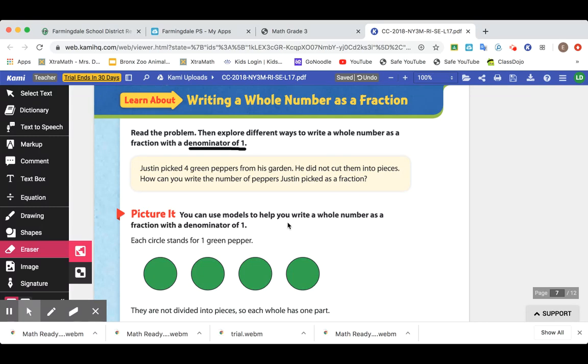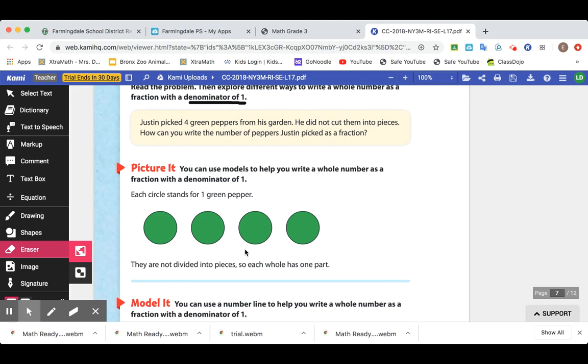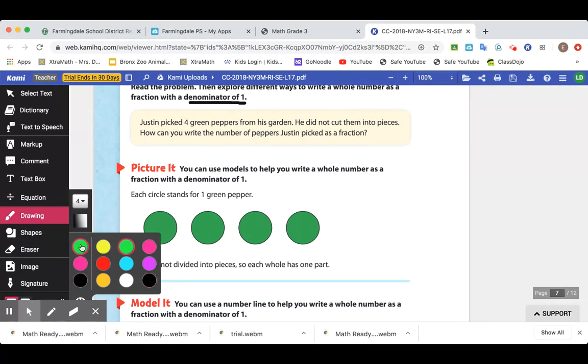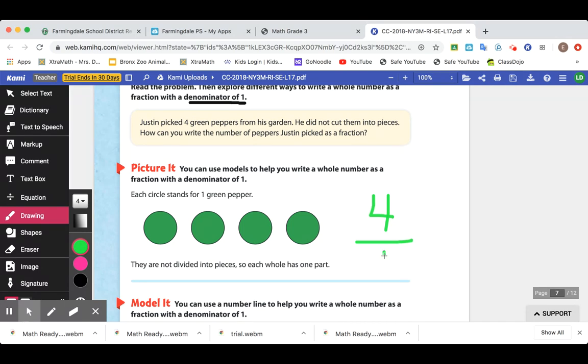You can use models to help you write a whole number as a fraction with a denominator of 1. It says each circle stands for 1 green pepper. Okay, so imagine we're in our garden and we have green peppers. So how many green peppers do you see here? Yep, 4. They're not divided into pieces. Each whole has 1 part. So if we want to show this as a fraction, there are 1, 2, 3, 4 of them, and they haven't been cut. They're whole. So we can represent the fraction of 4 over 1.